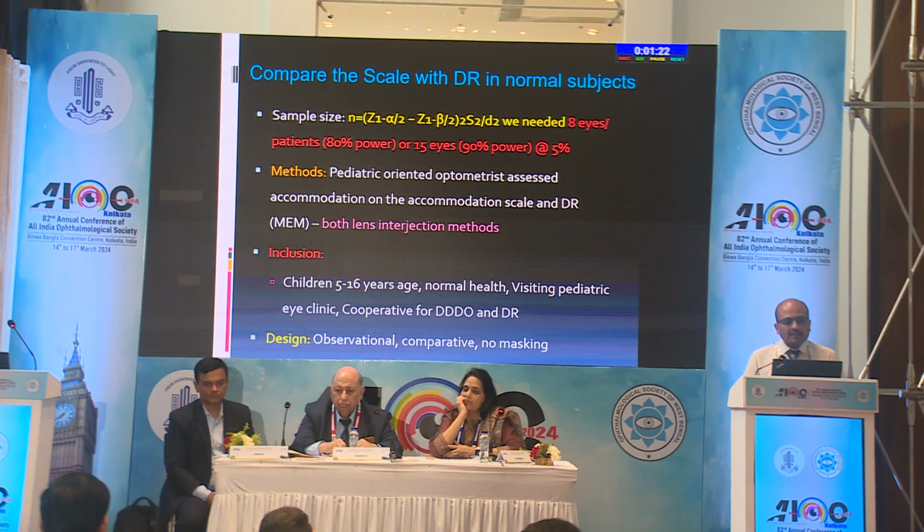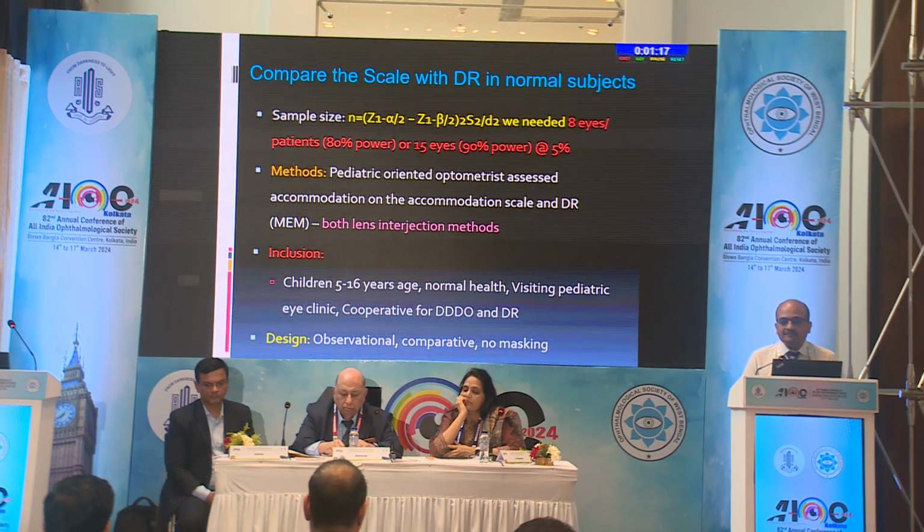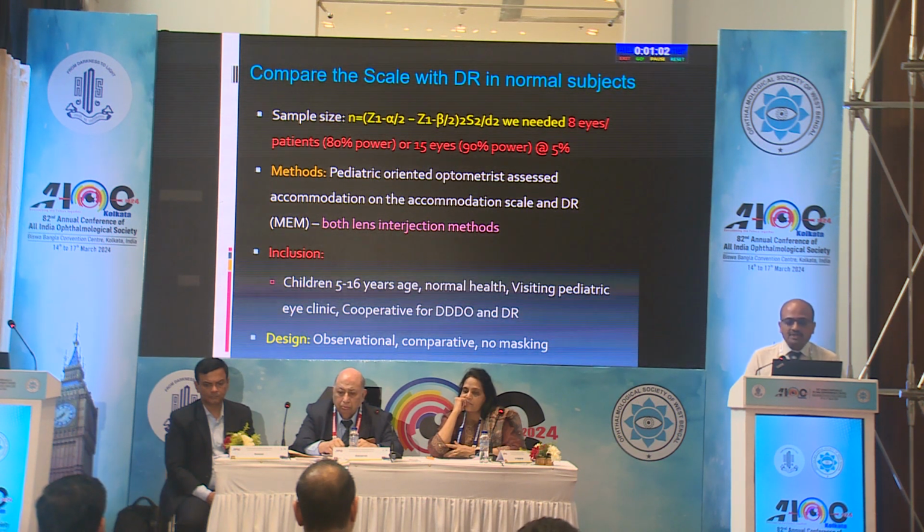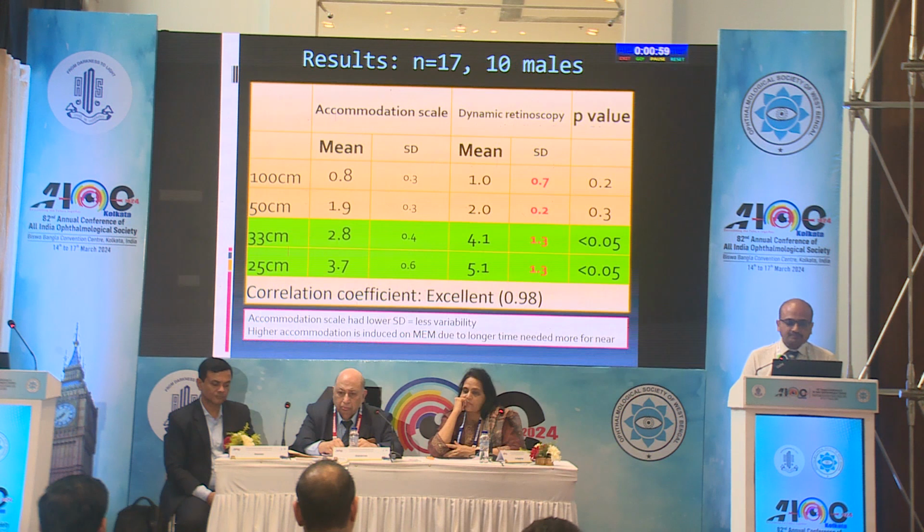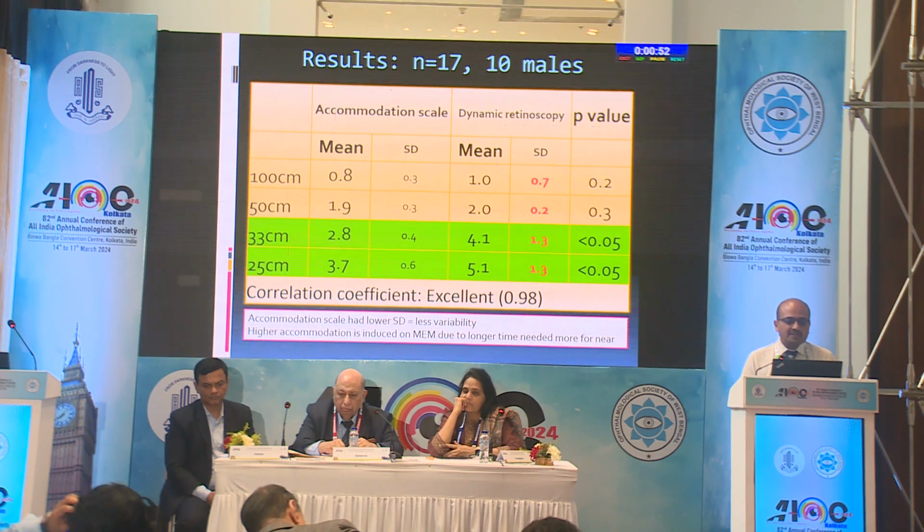We compared this scale in normal subjects with dynamic retinoscopy, and we needed 15 eyes for 90% power of the study at 5% significance level. A pediatric-oriented optometrist doing her M.Optom included children aged 5 to 16 years with normal systemic health visiting a pediatric eye clinic for routine refractive checkup and who were cooperative for both tests. We had 17 children, of which 10 were males, and we performed these tests at 100, 50, 33 and 25 centimeters. As you see here, there was a very good correlation between the two techniques.